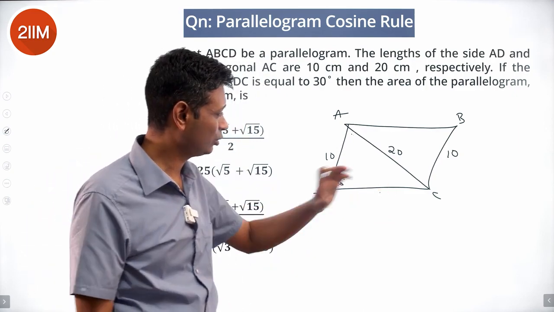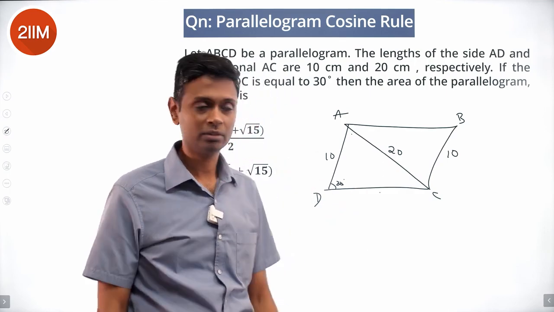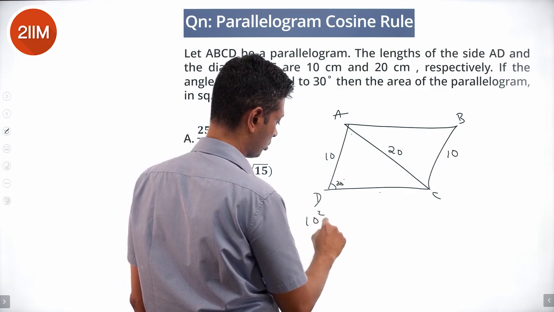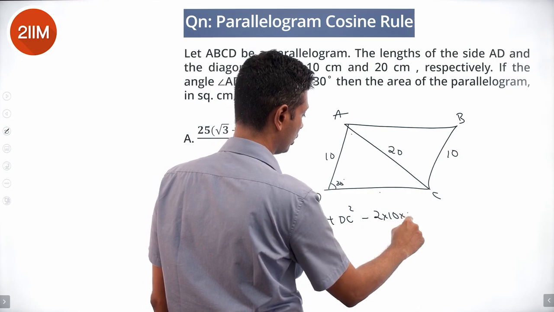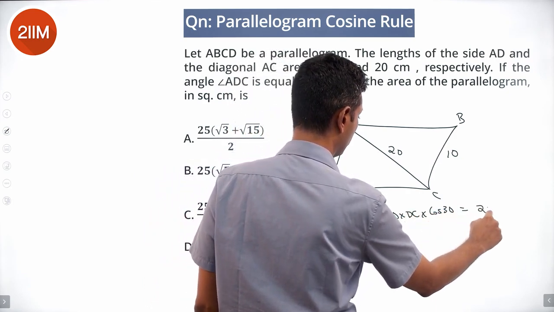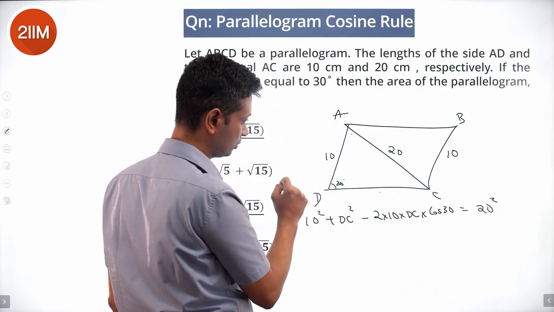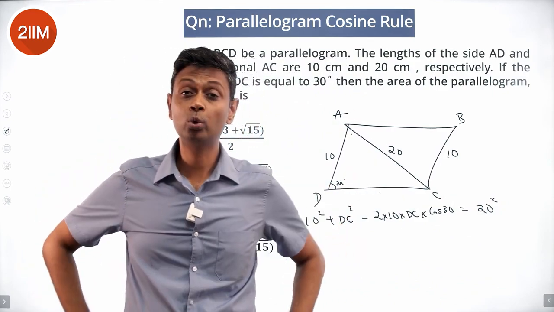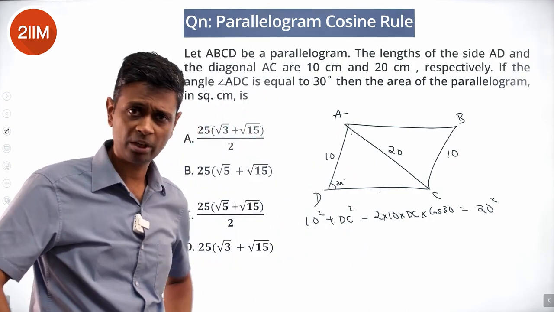We can find this using cosine rule. Somehow we can manage and find this side. Let's do that. 10 square plus DC square minus 2 into 10 into DC into cos 30 equals 20 square. This square plus this square minus 2 into product of these two into cos of this angle is that square. Cosine rule, a square plus b square minus 2ab cos c is equal to c square. We're plugging that in. Cos 30 is root 3 by 2.